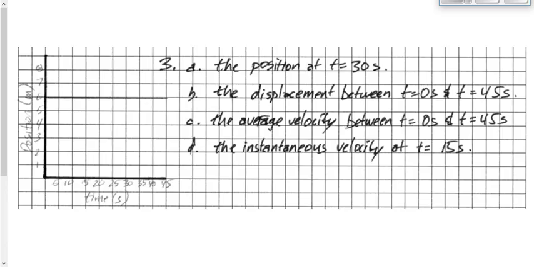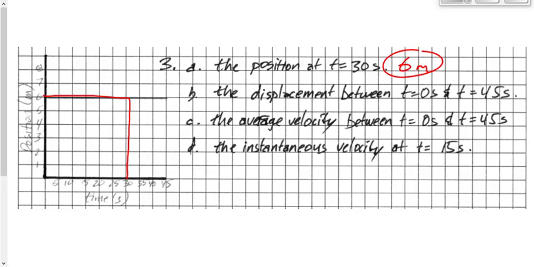Ironically, as we got going, it got easier, right? This is the easiest question that we've had so far. The position at 30 seconds, up and over, it's going to be 6 meters. The displacement between 0 and 45. Quick, what's the displacement between 0 and 45?